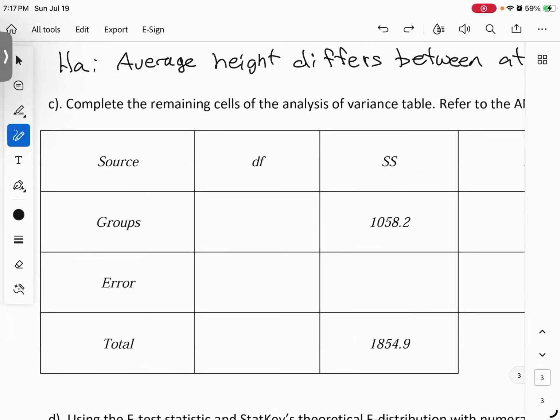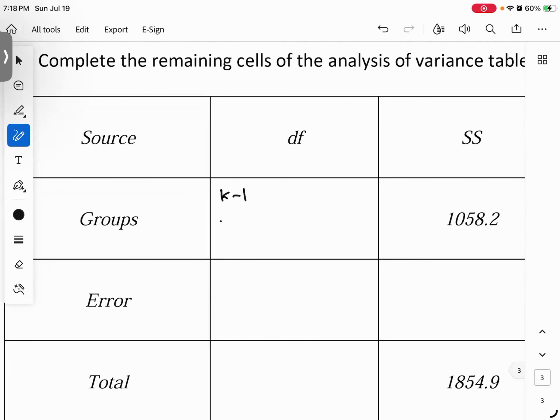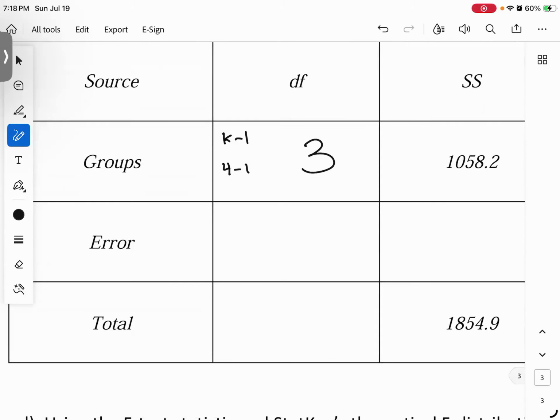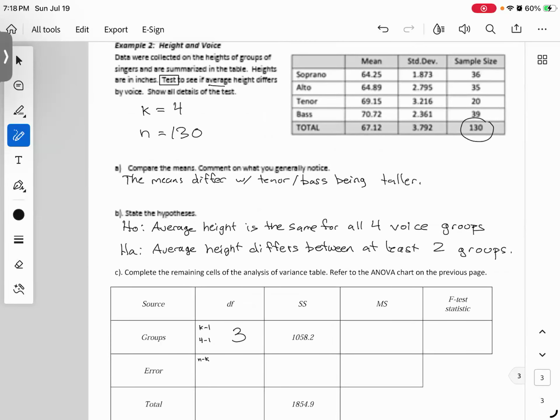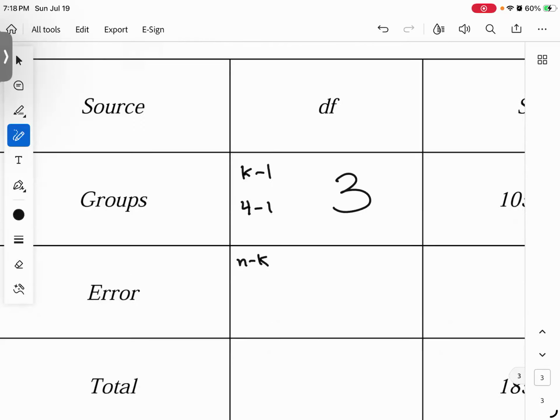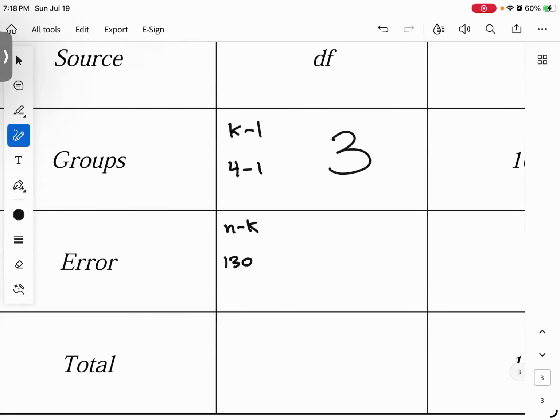Now, on the homework, you don't need to put down, I'm doing it for the lecture notes. You just need to put the answer. So for groups, it's k minus 1. I'm going to put it really tiny just for the notes. K minus 1, which right now it's 4 groups minus 1, which is 3. And then for the errors, it's n minus k. I'm just putting it really small just for the lecture notes. So remember in this one, n, there it is at the top, was 130. So it'd be 130 minus k, which is 4 groups, which gives us 126.